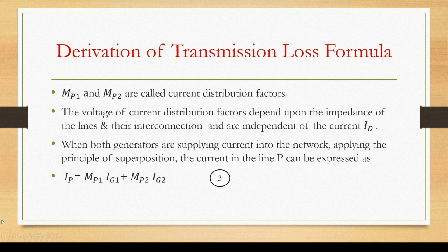The current distribution factor will depend upon the impedance of the lines and their interconnection, and they are independent of the current ID. When both generators are supplying current into the network, when we apply the principle of superposition, the current in line P, which we denote by IP, can be expressed as IP equal to MP1 Ig1 plus MP2 Ig2.